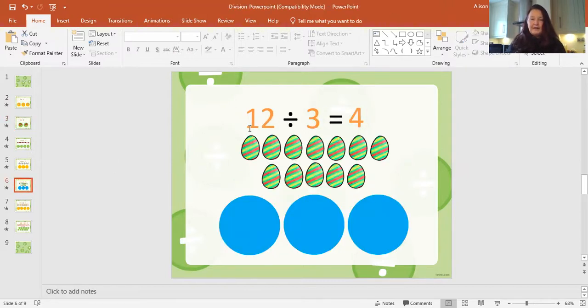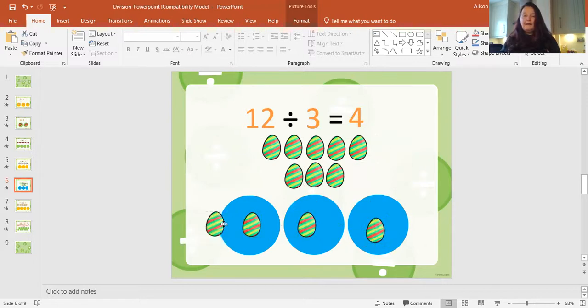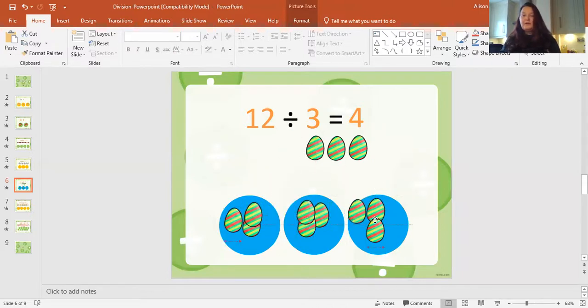Okay, let's try one more. 12 Easter eggs, this is my number. And this time I've got 3 plates. So let's test it out. In a moment, I'll show you how you can do this in your book. You don't have to do it on a screen like this, but I'll show you how you can do it in your book. So 1, 2, 3. So we've got 4 each.